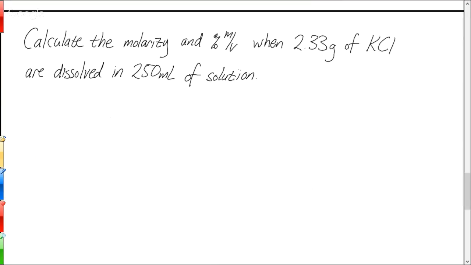Do you divide the 250 by the 100? Nope. Because the 250 is your milliliters. So that just becomes the denominator for that particular calculation. For molarity, you need to turn it into liters, right?